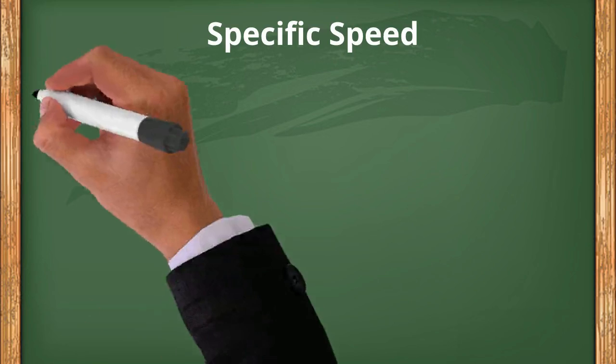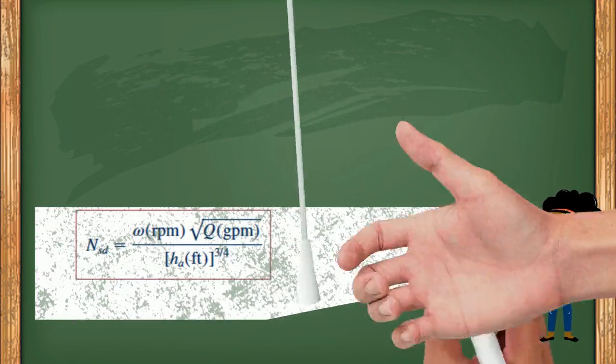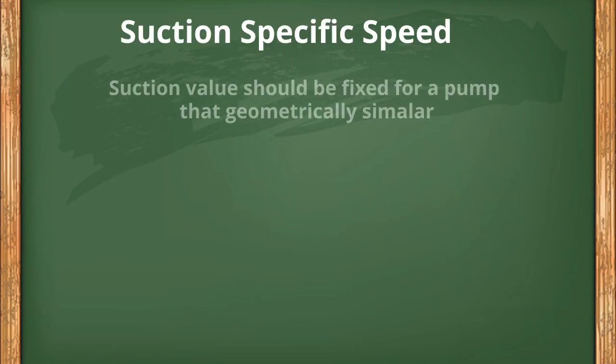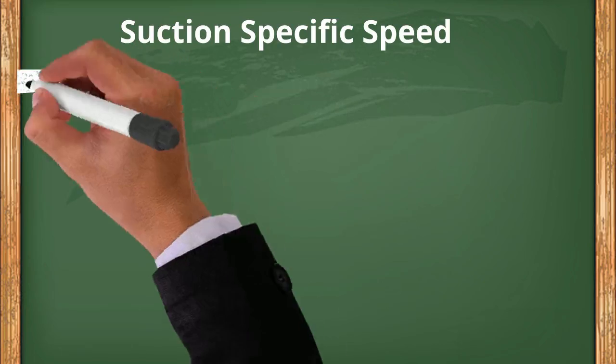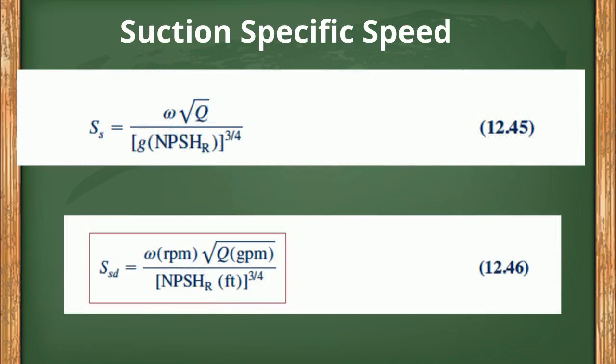Each family or class of pump has a particular range of values of specific speed associated with it. Suction specific speed. The suction-specific speed SS can be expressed as equation 12.45, a dimensionless number that is useful in determining the required operating condition on the suction side of the pump. As was true for the specific speed, the value of SS commonly used is for peak efficiency. In the United States, SSD is used, as you can see in equation 12.46.